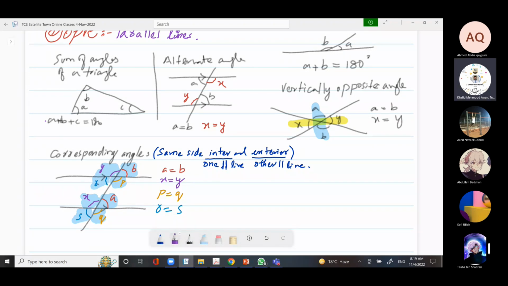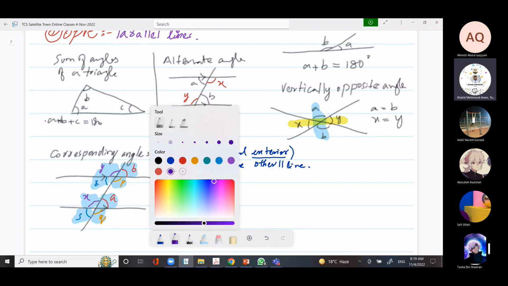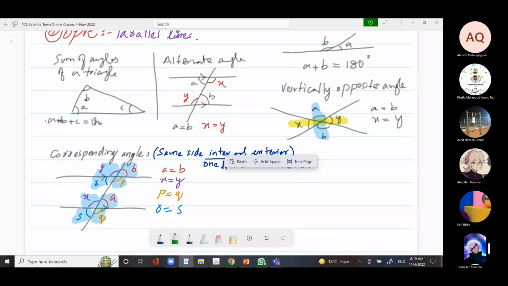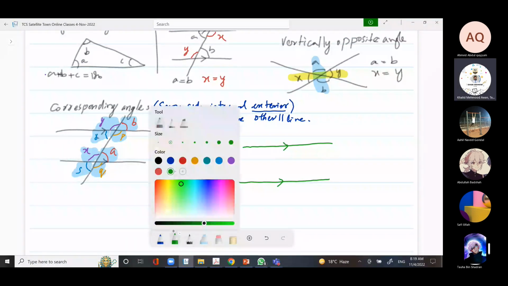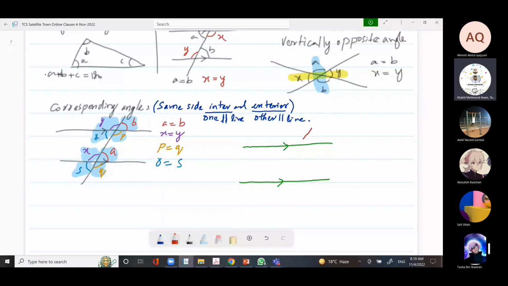Now we are going to draw some angles. Let me draw some angles. If I'm drawing a parallel line and another parallel line, and mentioning that these are parallel by arrows, and now I'm crossing them with a transversal, and this transversal is making some angles.